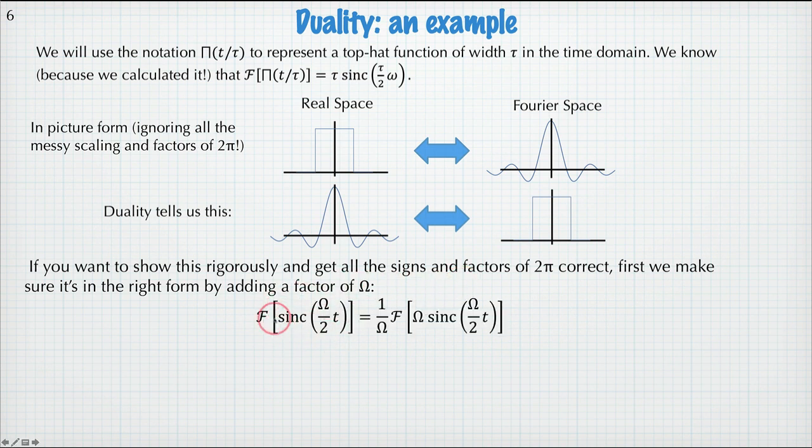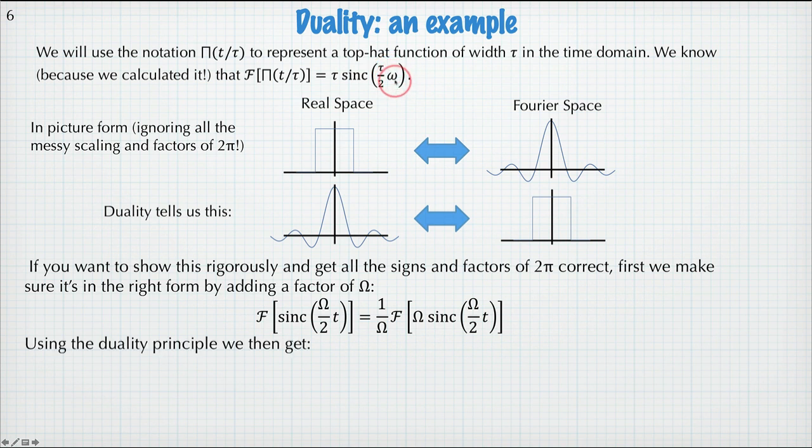So let's take the Fourier transform of sinc of capital omega on 2 times t. Now we want to make this sinc function look exactly the same as we have it here, to make the duality function easy to use. So we'll multiply by an omega inside and take a factor of 1 on omega out the front, which we can do through the linearity of the Fourier transform. So now we have omega sinc of omega on 2 times t, and this looks exactly the same as this sinc function, replacing tau with big omega and t with little omega.